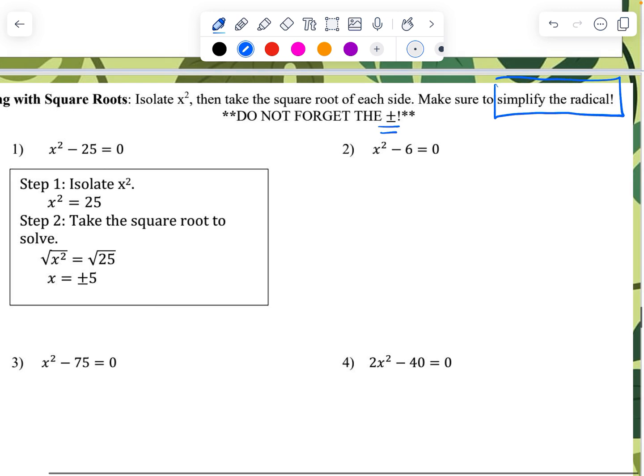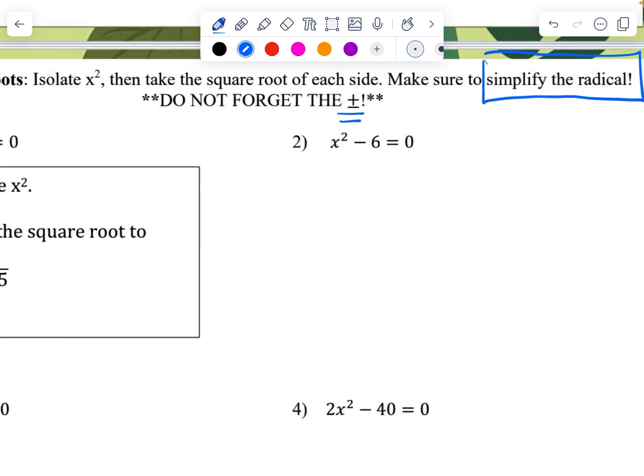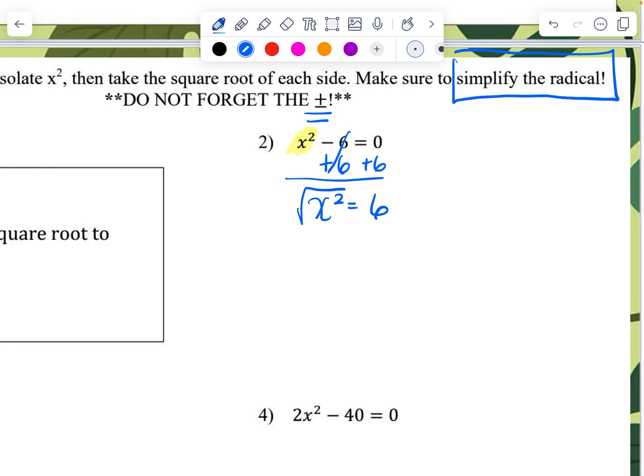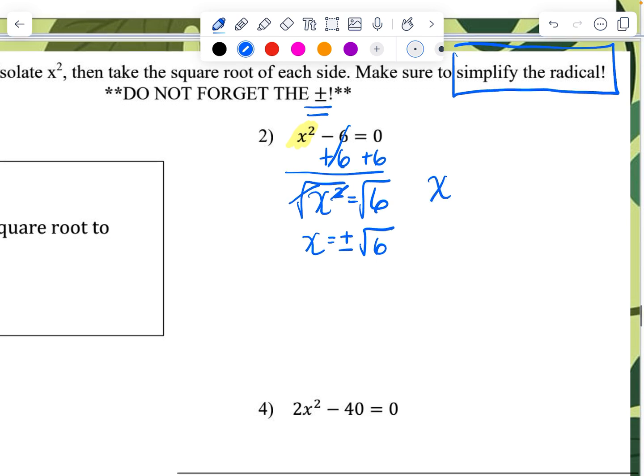All right, we're going to start with example number 2. X squared minus 6 equals 0. I'm going to go ahead and isolate my x squared. I'm going to add 6 to both sides. I have x squared equals positive 6. The only thing left to do is square root both sides so I can get x alone. X is equal to plus or minus the square root of 6. The square root of 6 does not have any perfect squares embedded in it. So I am done. X equals negative square root of 6 and positive square root of 6.